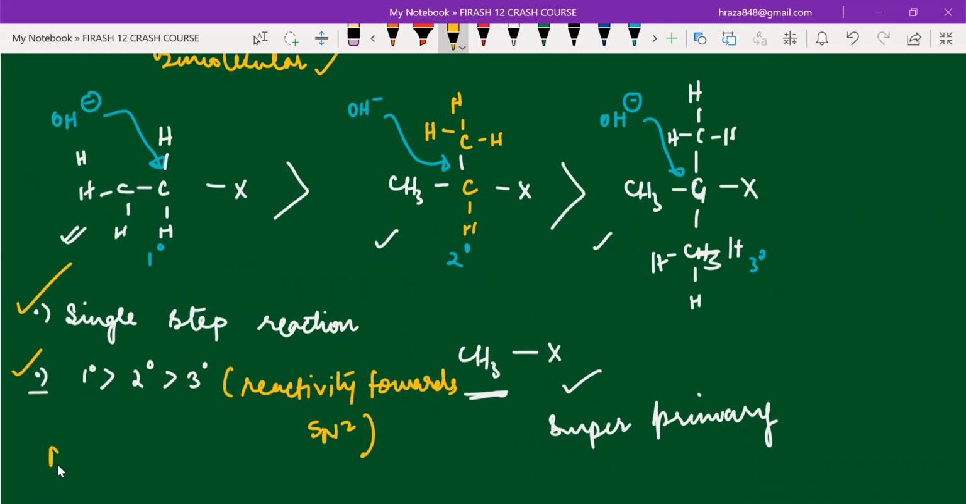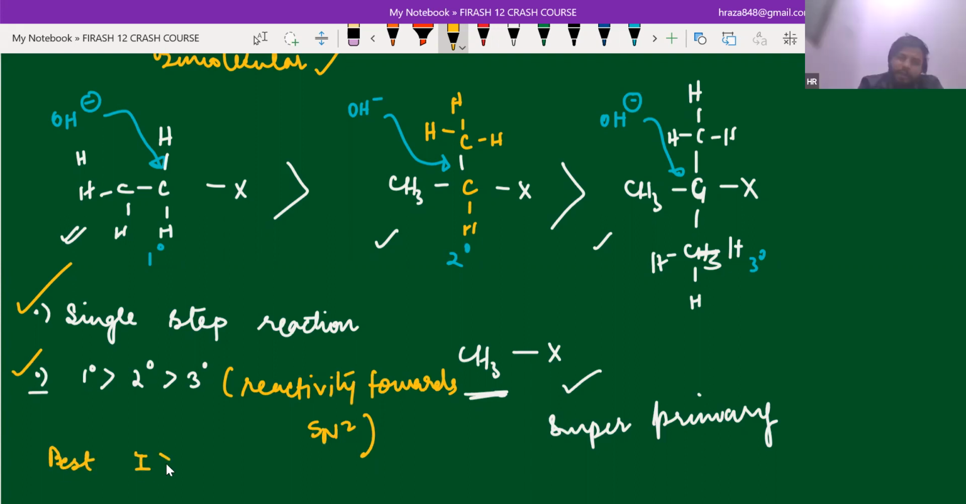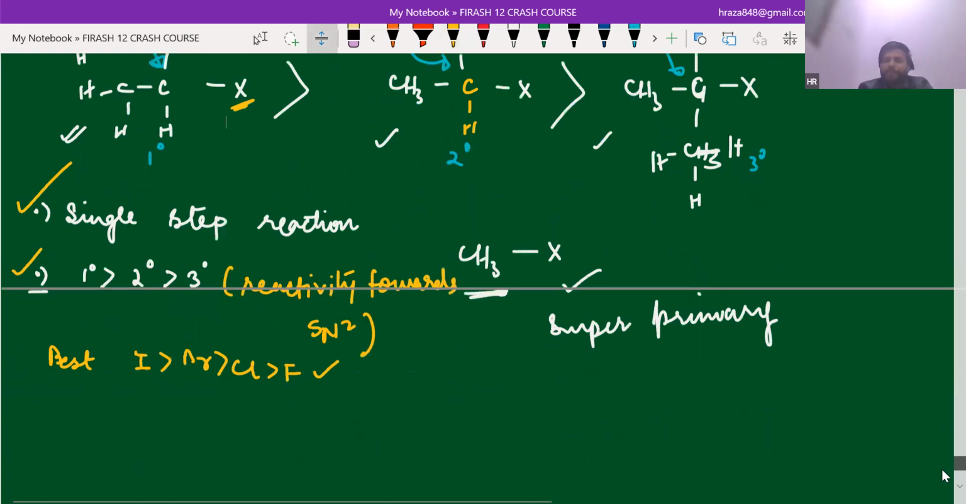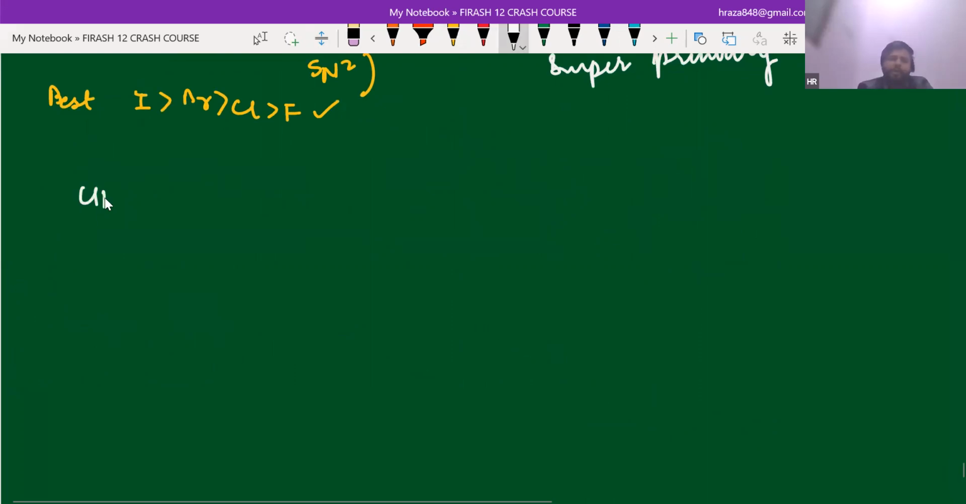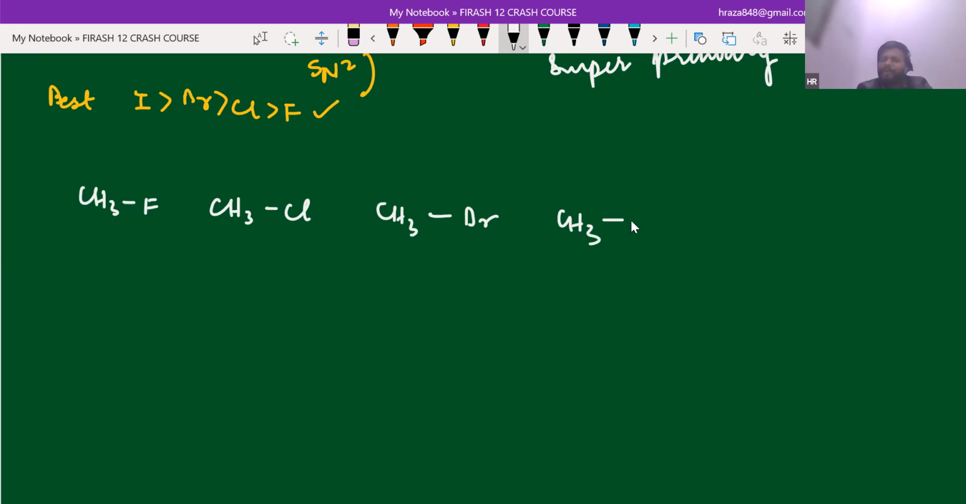Okay, sir. Also, it is very important to note that iodine is the best leaving group, then bromine comes, then chlorine comes, then fluorine. Best leaving group means that if I compare this with CH3, if the degrees are the same, can you tell me which one is more reactive? You can see all are super primary. Which one is more reactive? The one with iodine, because this is the best leaving group.